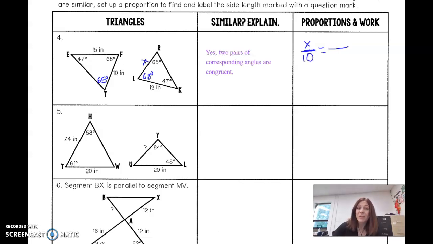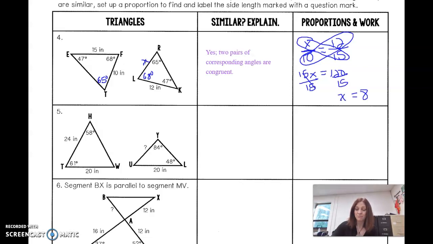I need another number on the same triangle as x. That's 12. 12 is between the 68 and 47 angles. Between 68 and 47 is 15. Proportion set up. Now solve. Cross products. 15x equals 10 times 12, which is 120. Divide both sides by 15. X equals 8. Just like that. That's what we're going to be doing.